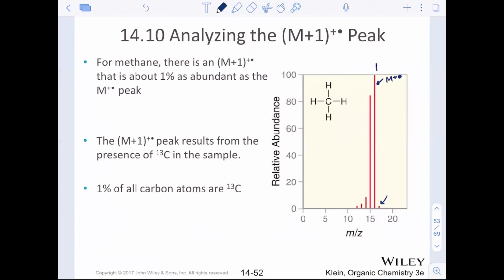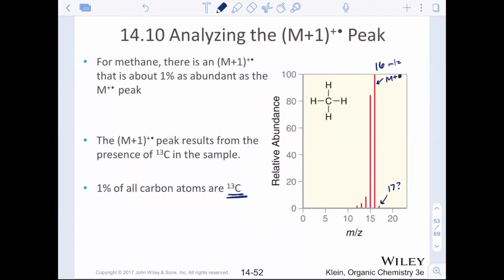At 16 mass to charge ratio, grams per mole, right? What is that at 17? Well, if we remember, 1.1% of all carbon atoms are carbon-13. So we have here the identity of isotopes. Mass spec is actually one of the ways that we decipher and identify the abundance of isotopes in real life.